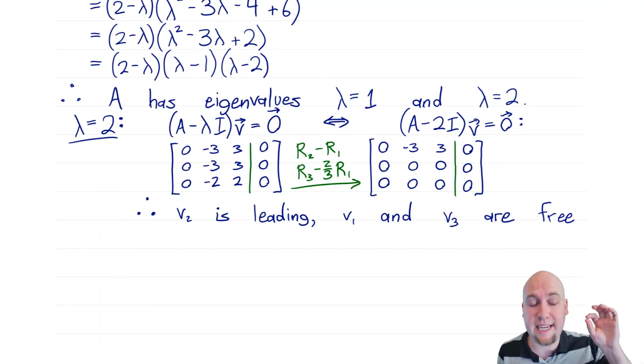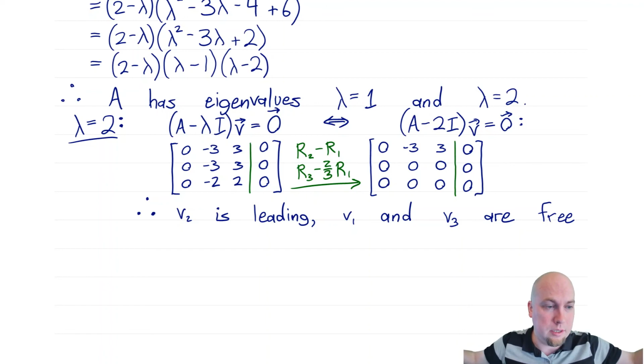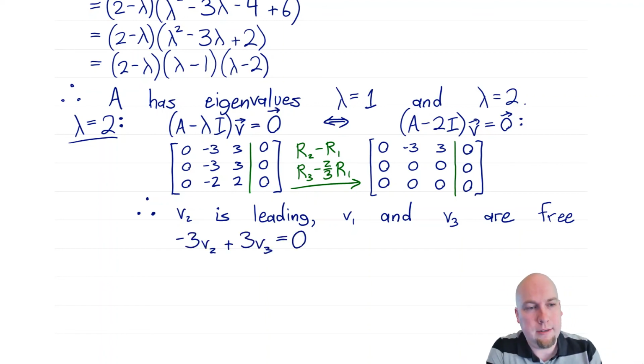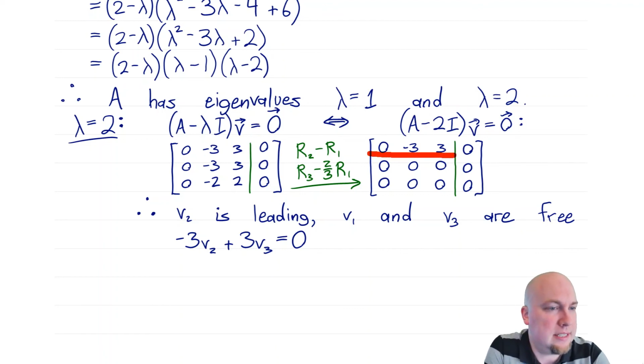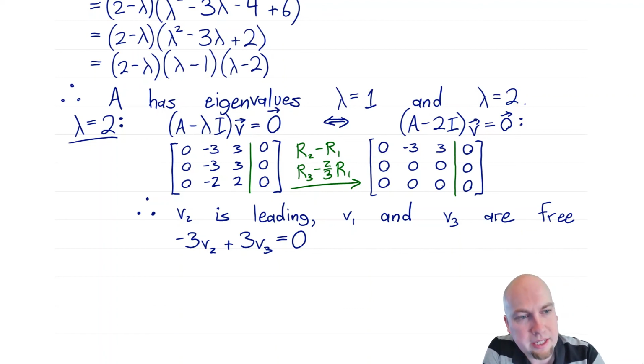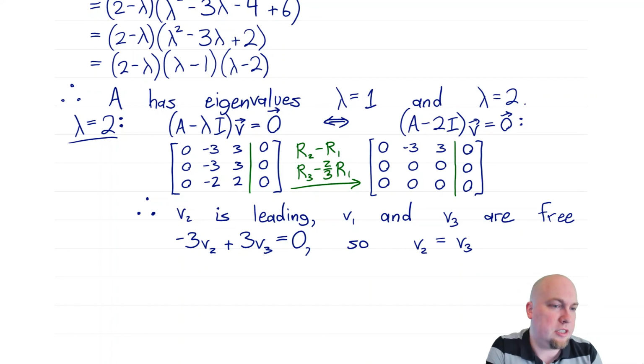In this case, I'm not just getting a line of solutions, a line of eigenvectors, I'm getting a whole plane of them. All right, but what is that plane though? What is the basis of it? Well, just take this equation here. This means minus 3v2 plus 3v3 equals 0, and just rearrange that so that the leading variable is in terms of the free variable. So you're just going to get v2 equals v3. And then write your answer in terms of vectors. I want to know what the vectors v are.